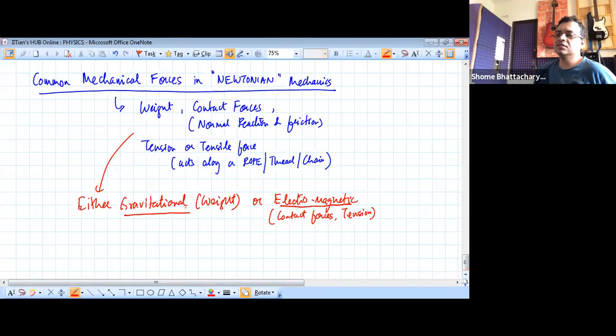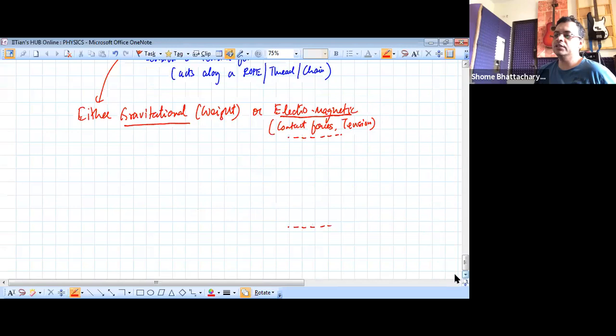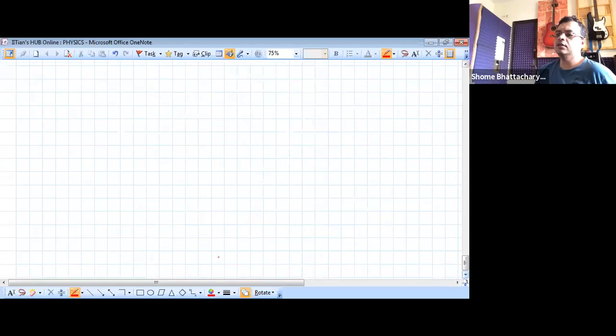So we've already discussed weight earlier today. The weight of a body is given by the formula mg, and it acts vertically downwards. As a vector, the weight is always pointing towards the center of the earth. Now let's talk more about contact forces. Let's talk first about normal reaction, which we were already doing the other day, but now in more detail.